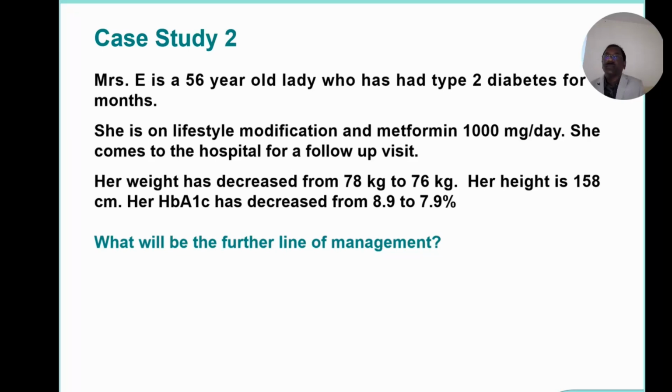Here is a female, 56-year-old lady, type 2 diabetes for the last few months, on lifestyle modification and metformin, 1000 milligrams a day. She comes to the hospital for a follow-up visit. Weight has reduced from 78 to 76. Height 158. A1C 8.9 to 7.9. What will be the further line of management?